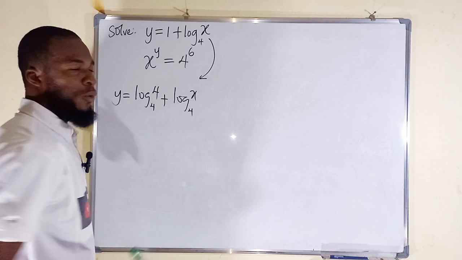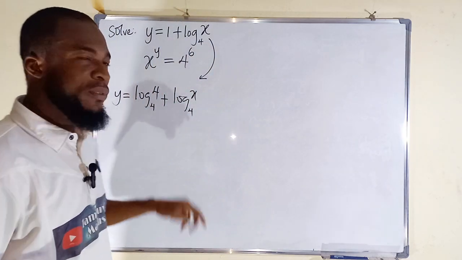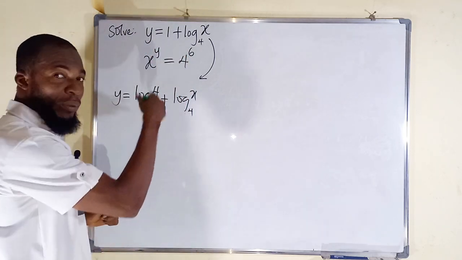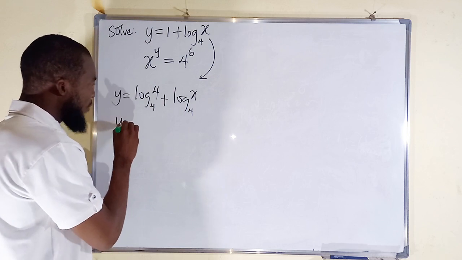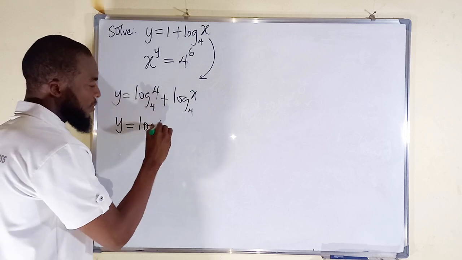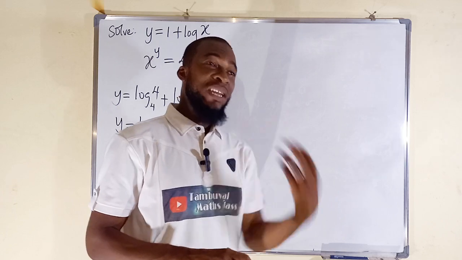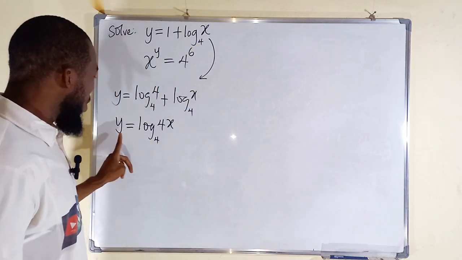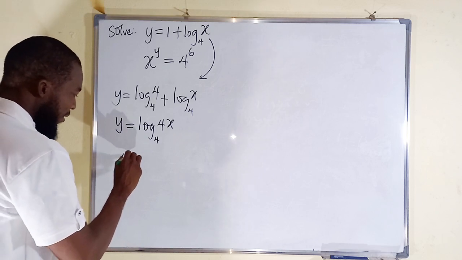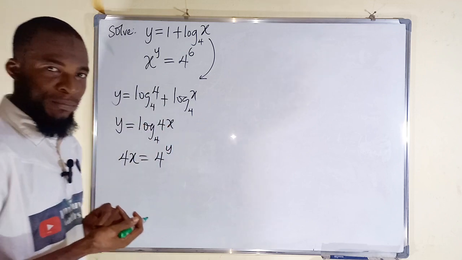And from one of the laws of logarithm, we can combine these two into a single log because they have common bases, by multiplying their arguments, right? So y will be equal to log of 4 times x, which is 4x, with the base of 4. And by definition, 4 to the power of y is equal to 4x, right? Therefore, 4x is equal to 4 to the power of y.